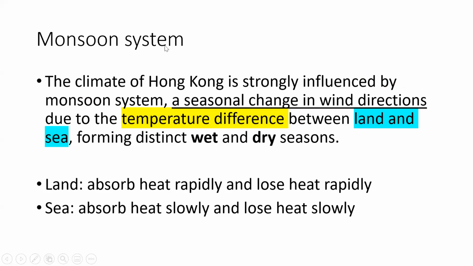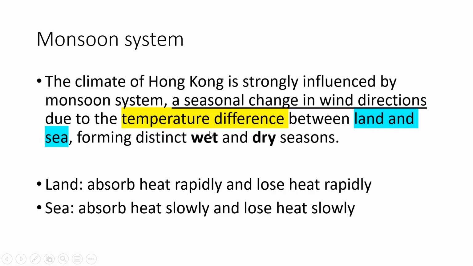Okay, here, the monsoon system. The climate of Hong Kong is strongly influenced by the monsoon system. So what is this? A seasonal change in wind direction, okay? Why did it happen? Temperature difference. 嗱，點解有季候風？因為有溫度嘅分別 between land and sea，陸地同海洋嘅溫度分別，forming distinct wet and dry seasons.